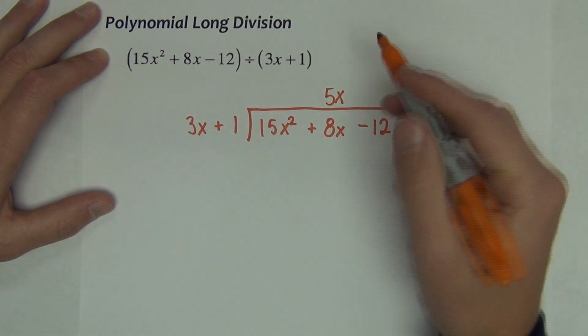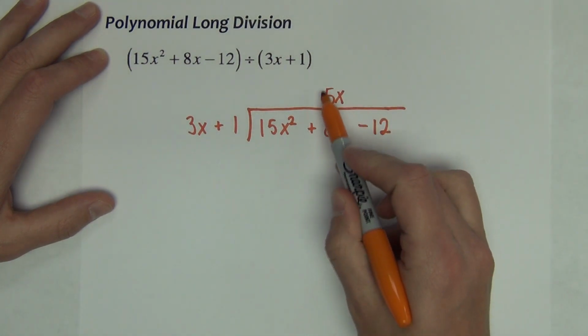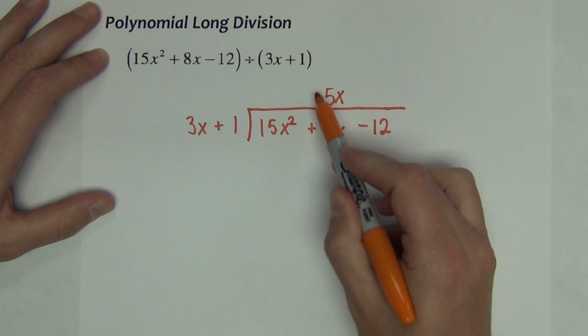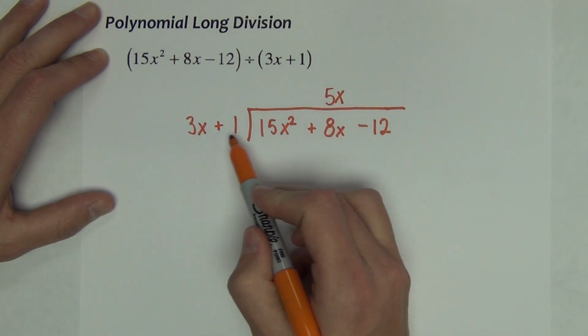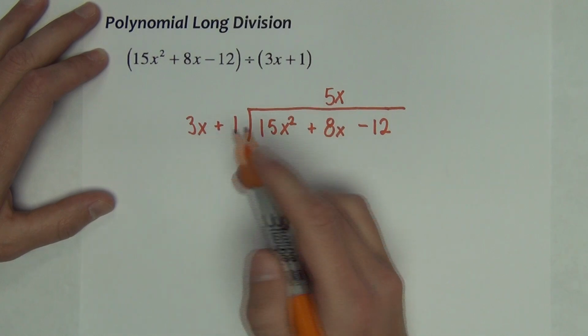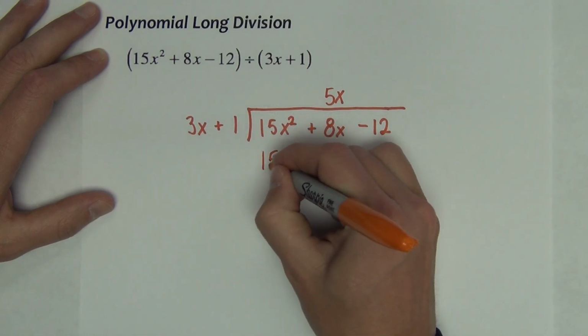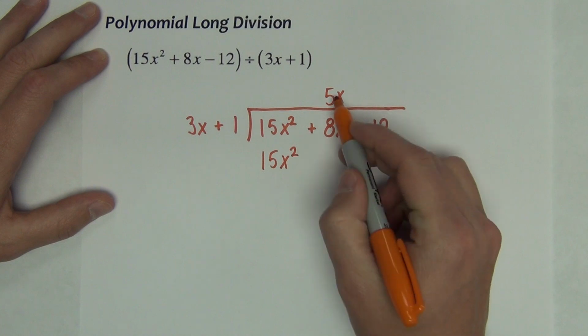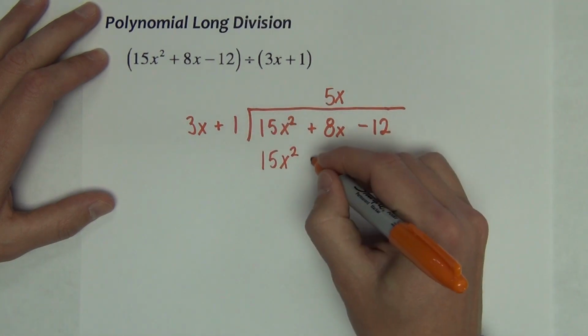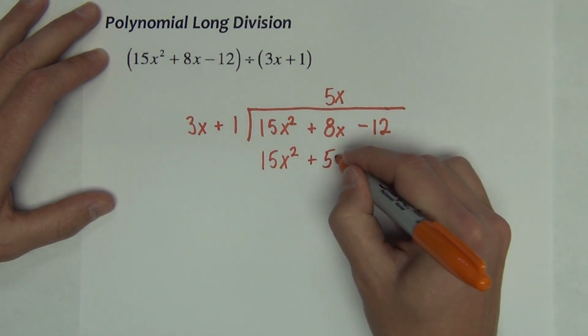Now I'm going to take that 5x and, since it's above the bar, I'm going to multiply it to what's in front, and that's going to be a distributive property. Multiply it to both terms. So 5x times 3x is 15x squared, and 5x times 1 is a positive 5x.